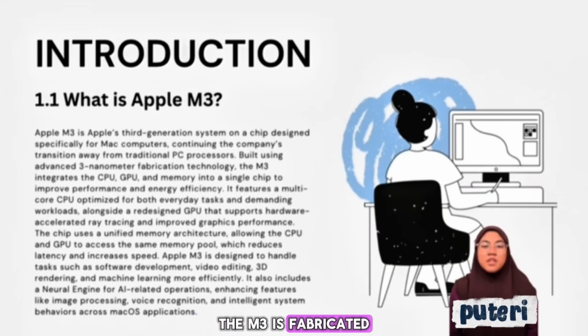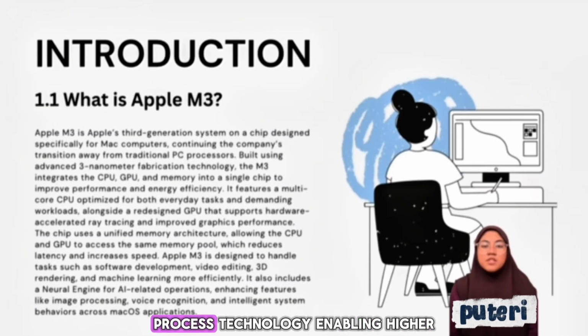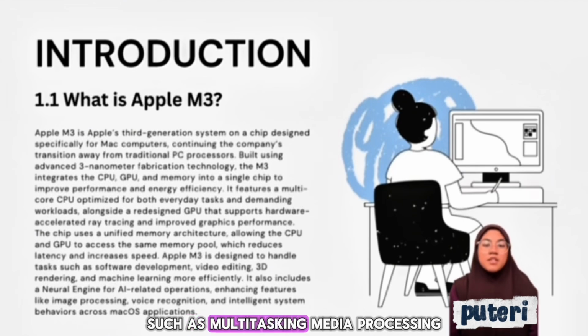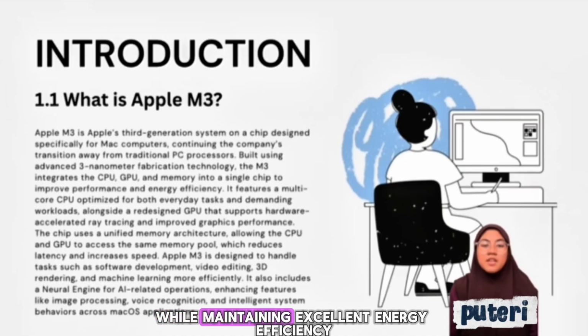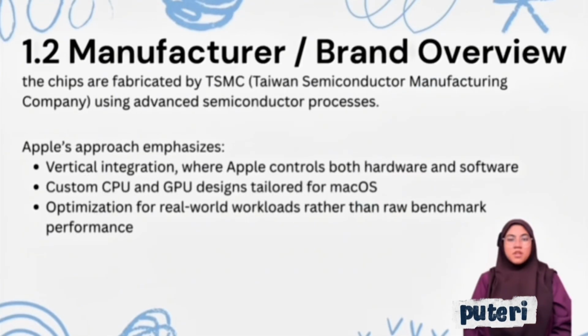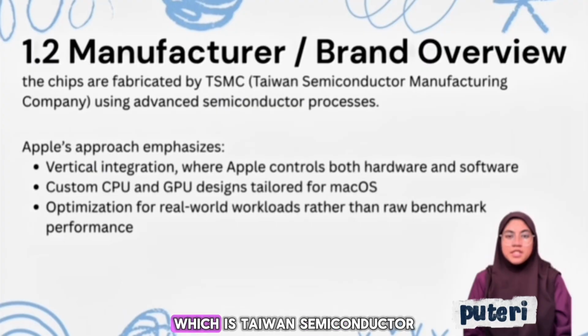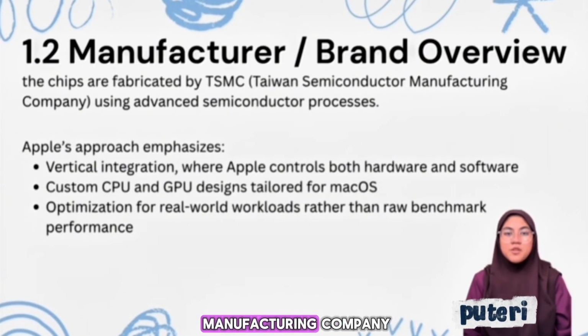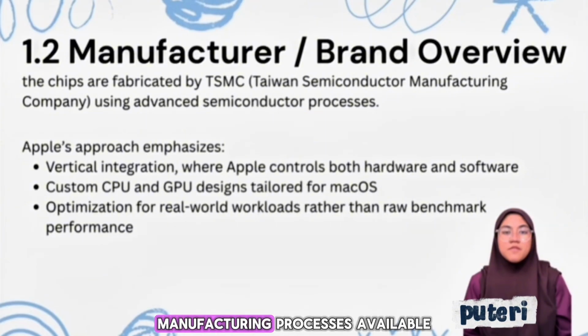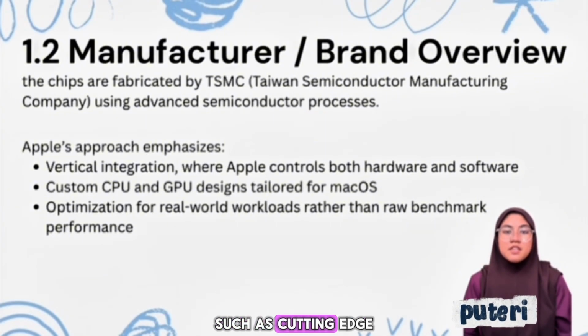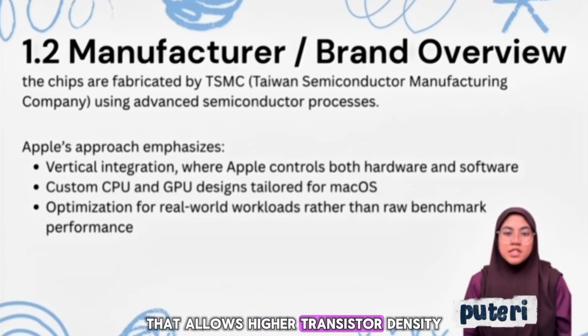The M3 is fabricated using an advanced 3nm process technology, enabling higher transistor density, lower power consumption, and improved thermal performance. This architecture is optimized for modern workloads such as multitasking, media processing, gaming, and artificial intelligence, while maintaining excellent energy efficiency. The chips are fabricated by TSMC, the Taiwan Semiconductor Manufacturing Company, using some of the most advanced semiconductor manufacturing processes available, such as cutting-edge nanometer technology that allows higher transistor density, improved power efficiency, and better overall performance.